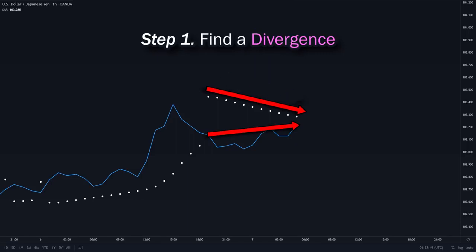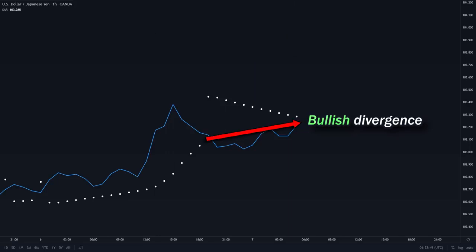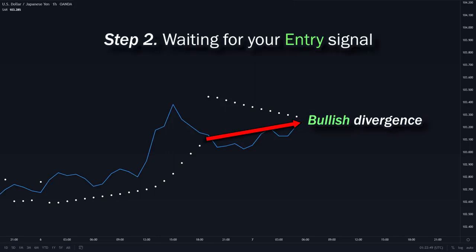Now, the question is, how do we know if this is a bullish divergence or a bearish divergence? So to answer that question, you simply need to look at the direction of the price as the divergence is forming. So in this particular example, we can see that the price is heading upwards, meaning this is a bullish divergence. Now the next step is waiting for your entry signal.